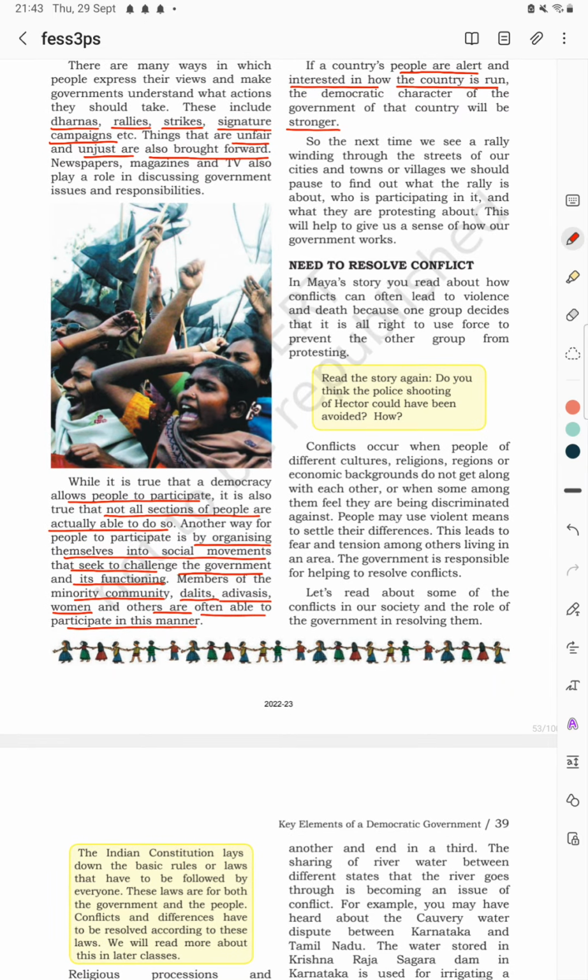The next important element of a democratic government is the need to resolve conflict. In Maya's story, you read about how conflicts can often lead to violence and death because one group decides that it is all right to use force to prevent the other group from protesting. So conflict occurs when people of different culture, different religion, region or economic background do not get along with each other, when some among them feel that they are being discriminated against. So people may use violent means to settle their differences. This leads to fear and tension among others living in an area.